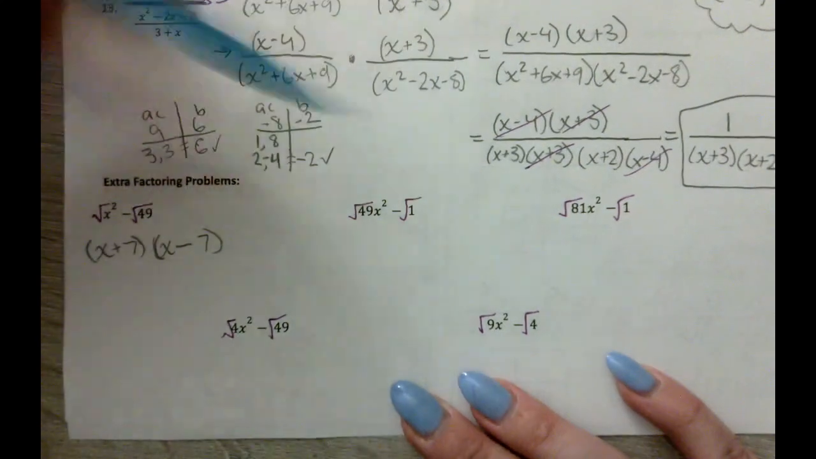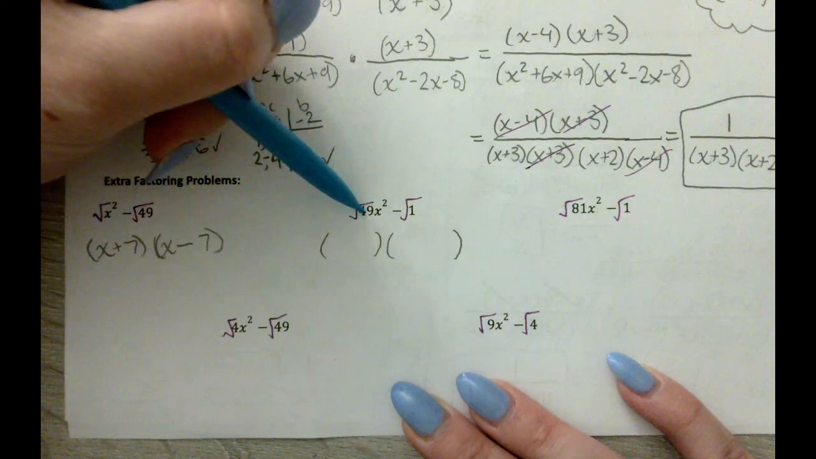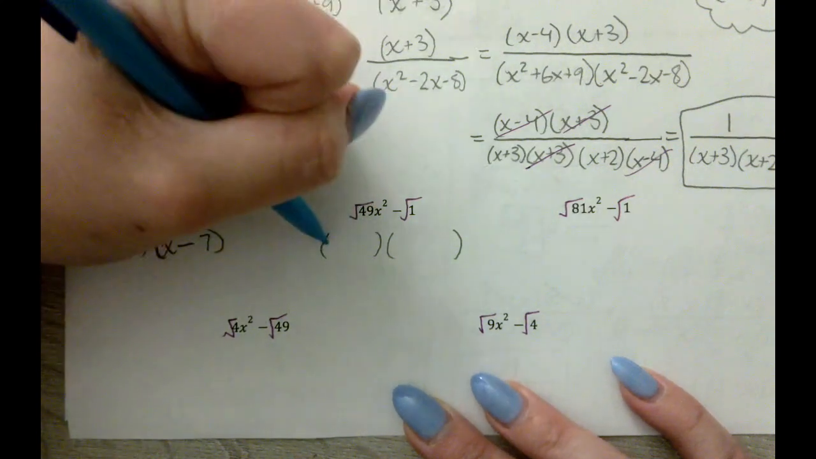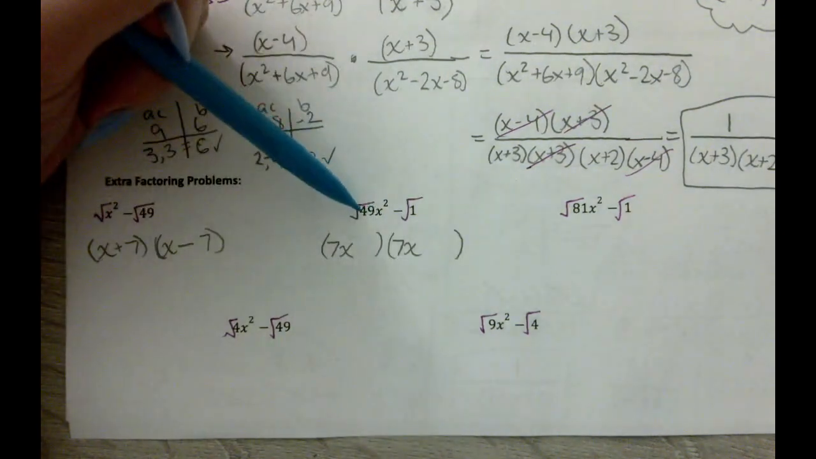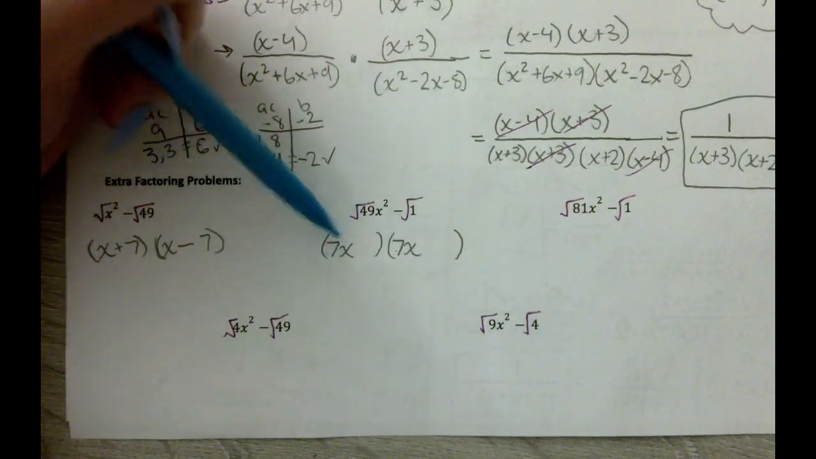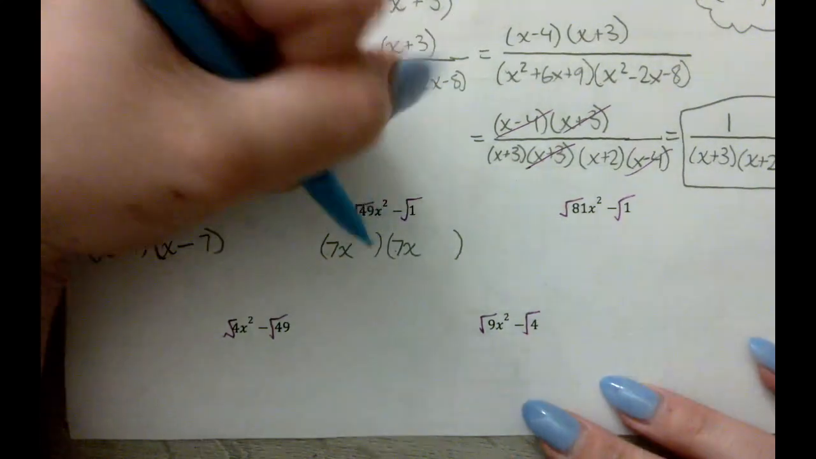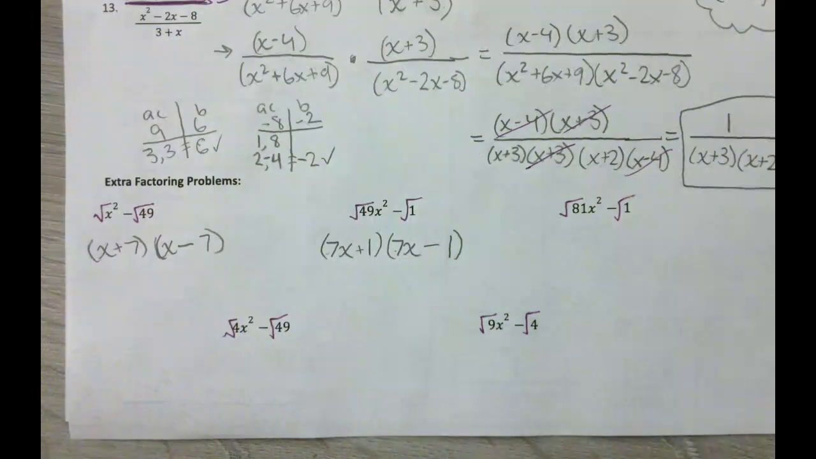49x squared minus 1. Square root of 49x squared is 7x. Since they're attached, square root of 49 is 7, and then square root of x squared is x, so it's one thing. Square root of 1 is 1. One gets a plus, one gets a minus. These are definitely the kind of problems, once you've practiced them quite a few times, you can kind of do them on autopilot, if you will.